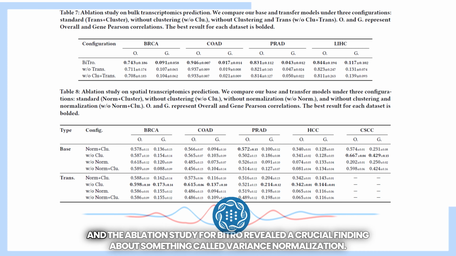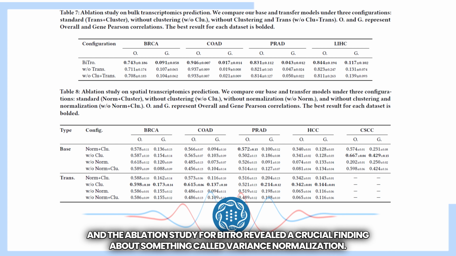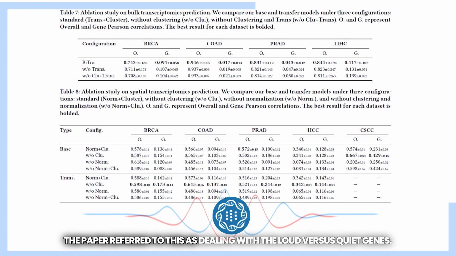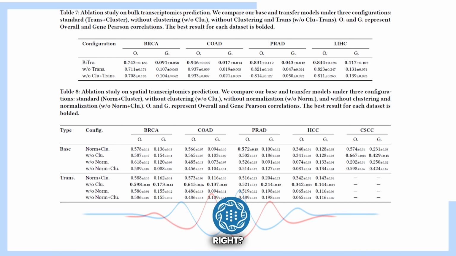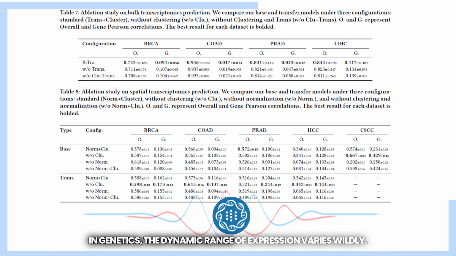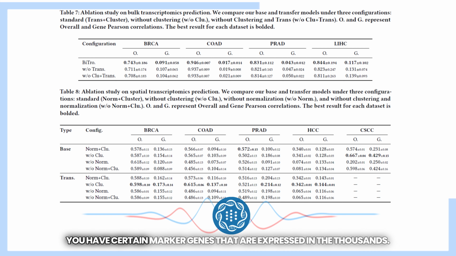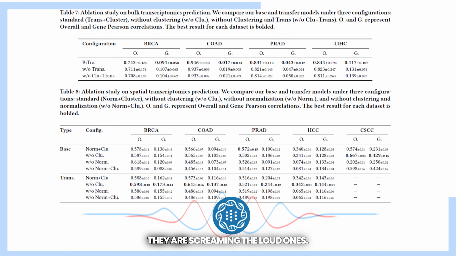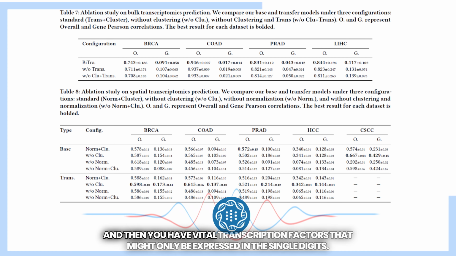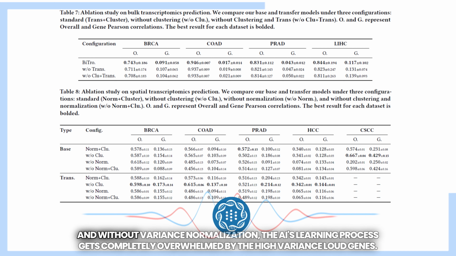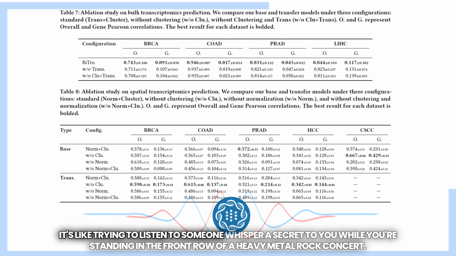And the ablation study for BiTro revealed a crucial finding about something called variance normalization. Oh, right. The paper referred to this as dealing with the loud versus quiet genes, right? Yes. In genetics, the dynamic range of expression varies wildly. You have certain marker genes that are expressed in the thousands. They are screaming. The loud ones. Right. And then you have vital transcription factors that might only be expressed in the single digits. They are whispering. And without variance normalization, the AI's learning process gets completely overwhelmed by the high variance loud genes. It's like trying to listen to someone whisper a secret to you while you're standing in the front row of a heavy metal rock concert.